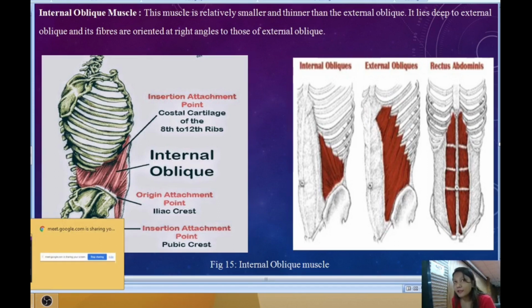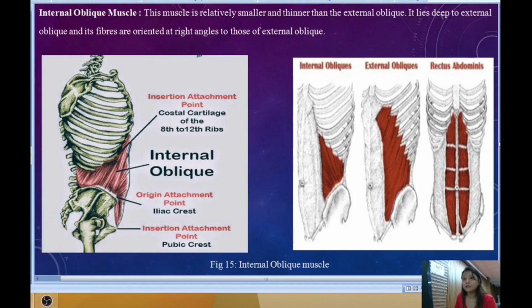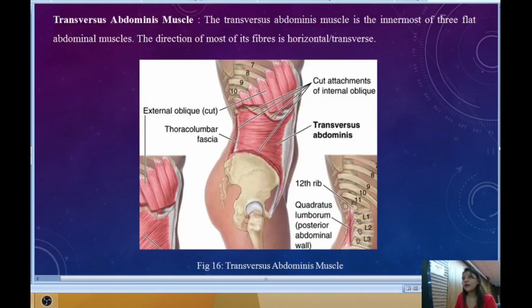Yes, it is like putting your hand in your pocket, right? What is the direction of internal oblique aponeurosis? Right angle to external oblique. Yes, very good. Right angle to external oblique. Okay, you have understood. Now we are going to transversus abdominis.